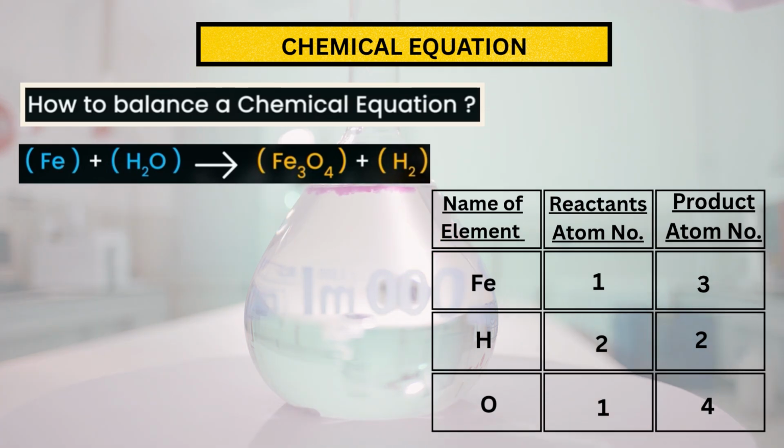First is iron. If we multiply 3 to number of atoms in reactants, it will get equal to number of atoms in products. In hydrogen, number of atoms in reactants and products are equal. Last is oxygen. If we multiply 4 to number of atoms in reactant, it will get equal to number of atoms in products.